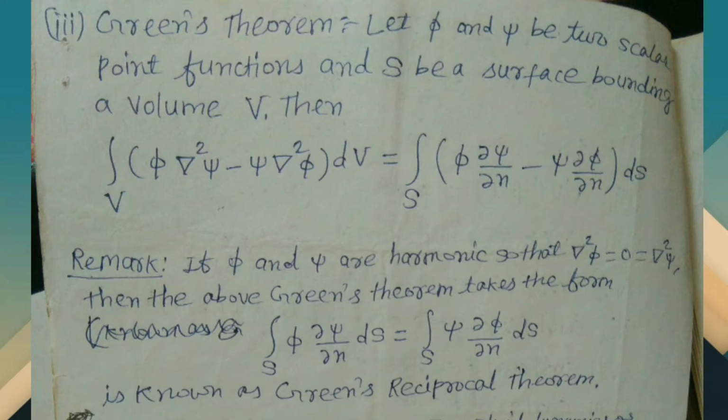Now, what is the reciprocal of Green's theorem? See here, if phi and psi are harmonic, so del square phi is equal to 0, which is equal to del square psi, then the reciprocal of Green's theorem takes the form: integration over S of phi ∂psi/∂n dS is equal to integration over S of psi ∂psi/∂n dS. This is the statement of Green's reciprocal theorem.